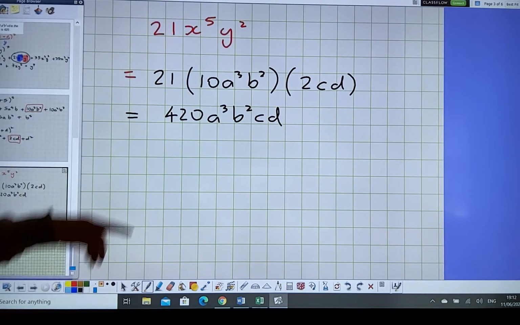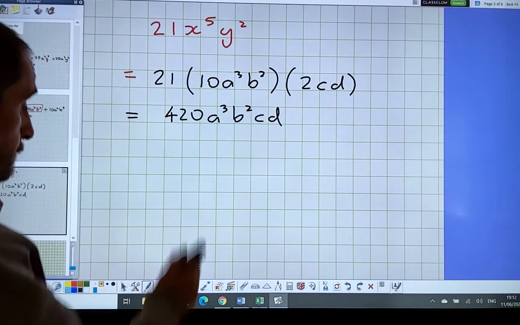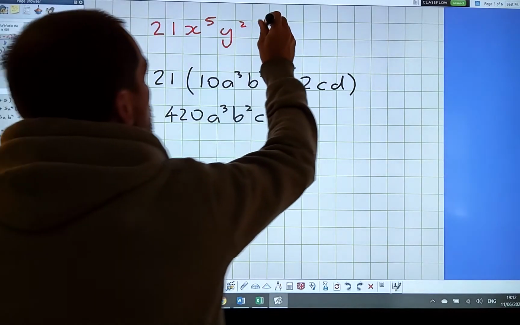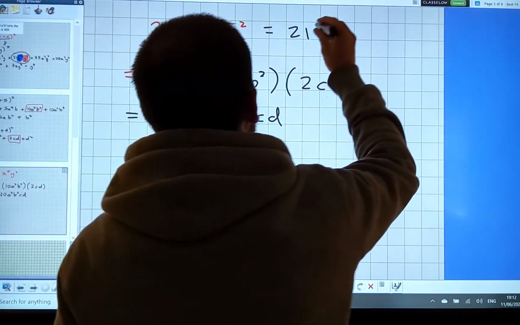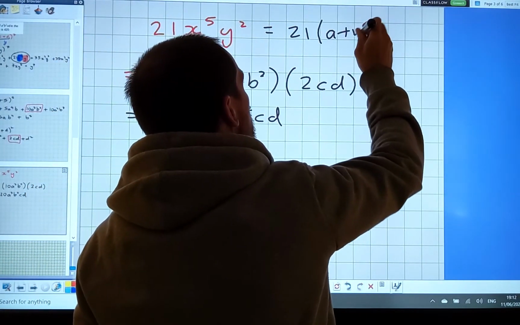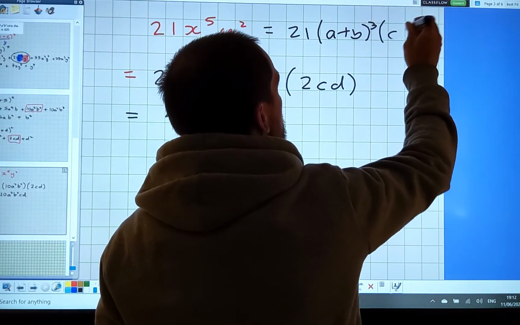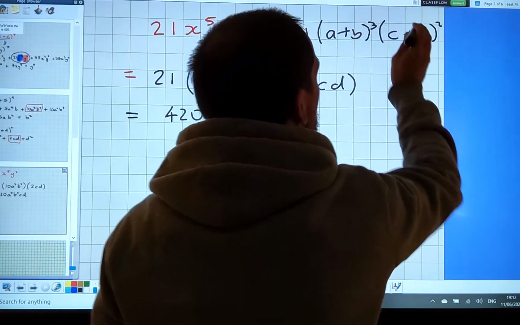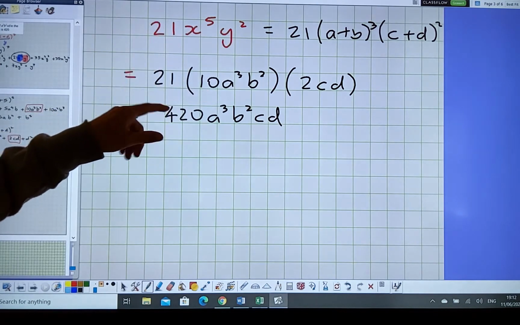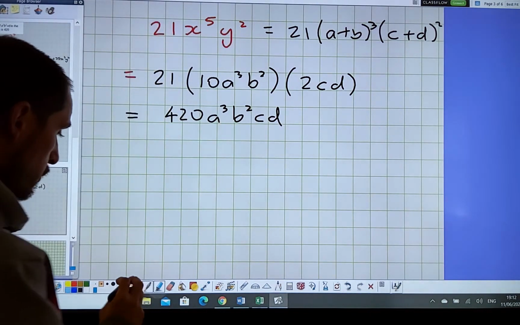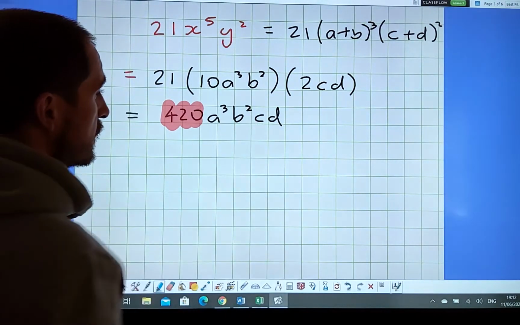So bringing it all together, we know that that's really equal to 21 times a plus b to the power of 5, c plus d squared, and it's only within that expansion. Within that, there's a piece of it that will get you that, which shows the 420, and that's what we're looking for.